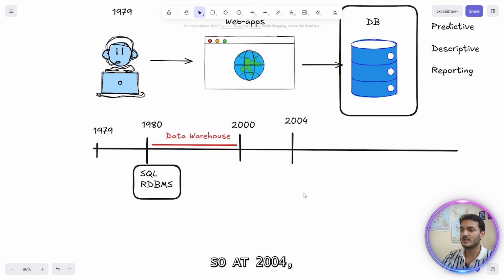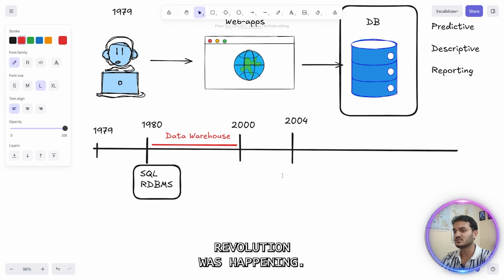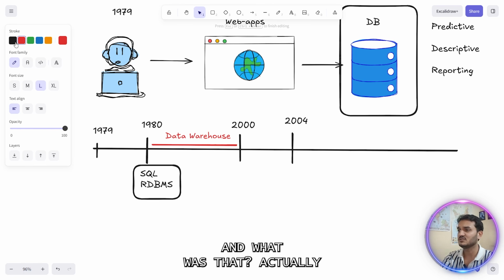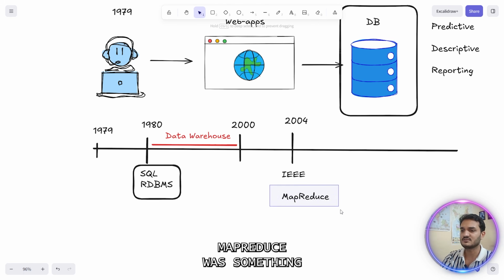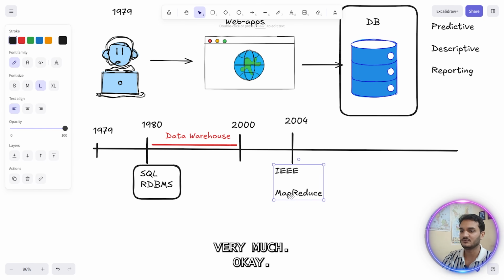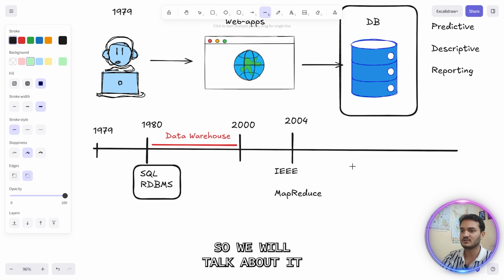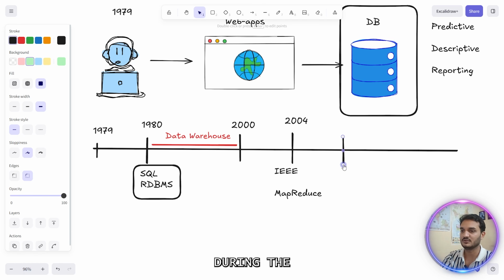In 2004, a revolution happened. Actually, there was a white paper, an IEEE paper. These are research papers. A paper was published for MapReduce. MapReduce was used very much in Hadoop; Hadoop is a technology that comes under MapReduce. We will talk about it later. Our scope is not toward MapReduce, but I will tell you what it was during the comparison.